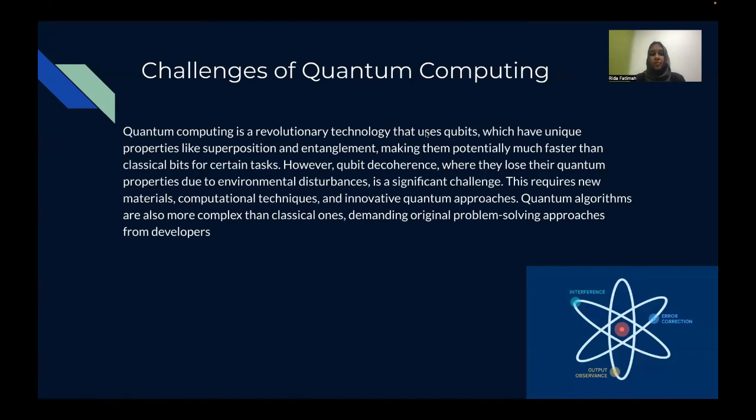Challenges of quantum computing. Quantum computing is a revolutionary technology using qubits, which have unique properties like superposition and entanglement, making them potentially much faster than classical bits for certain tasks. However, qubit decoherence, where they lose their quantum properties due to environmental disturbances, is a significant challenge. This requires new materials, computational techniques, and innovative quantum approaches. Quantum algorithms are also more complex than classical ones, demanding original problem-solving approaches from their developers.